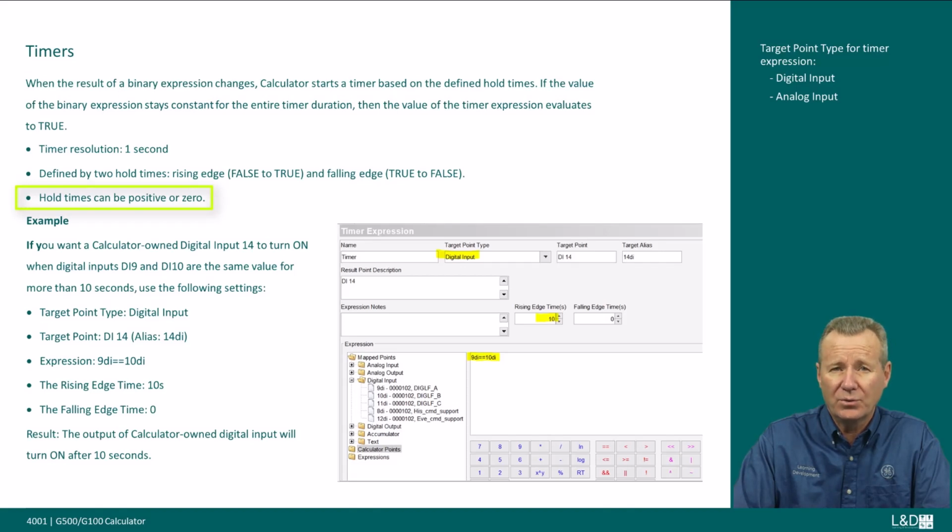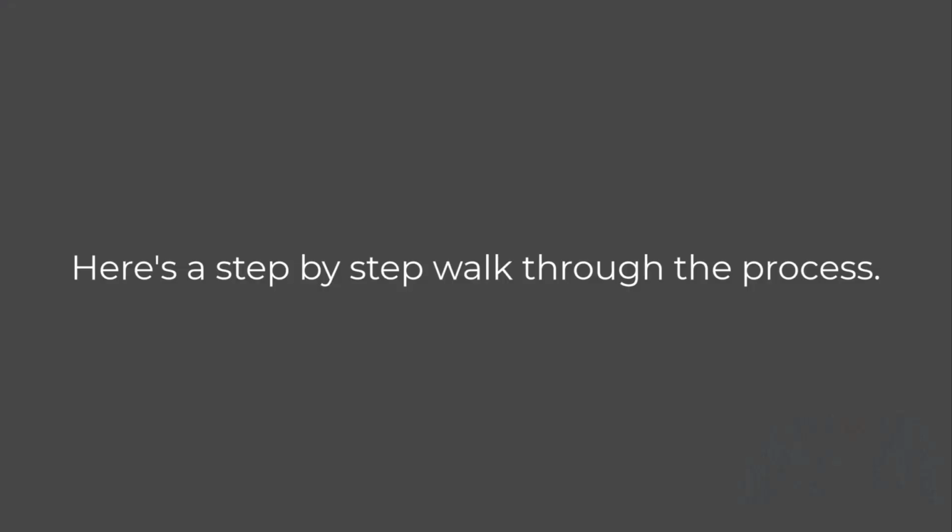For example, if you want a calculator on digital input 14 to turn on when digital inputs DL9 and DL10 are the same value for more than 10 seconds, use the following settings. Target point type is digital input. Target point is DL14 with alias 14DI. Expression is 9DI equals 10DI. The rising edge time is 10 seconds. The falling edge time is 0. Result: the output of calculator on digital inputs will turn on after 10 seconds.